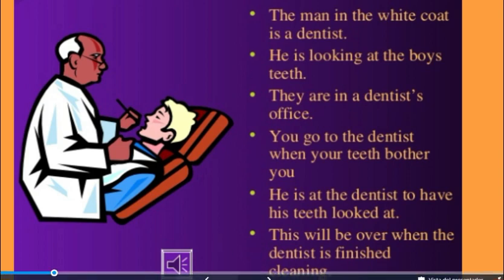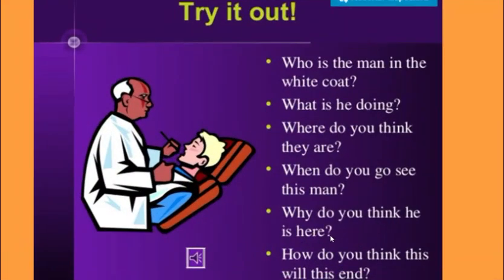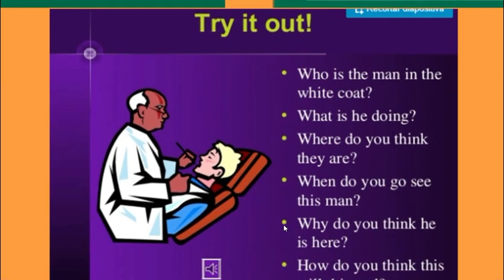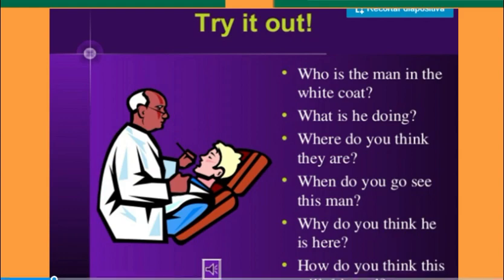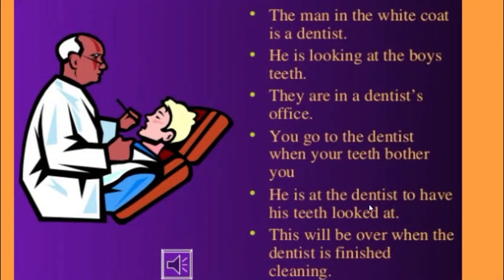You are not going to answer yes or no. So for example, when someone asks, why do you think he is here? You are not going to say yes or no. Remember, usually when we make the question with why, the answer must be with because. Why do you think he is here? You can say, because he is at the dentist to have his teeth looked at, or something. Remembering this one, okay? So we are going to continue practicing these WH words, that are very useful when we want to keep a conversation going.